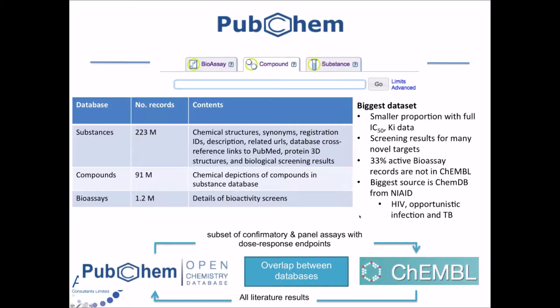So I thought I'd have a look at what the criteria were for passing information between these two big databases. And it turns out that all the literature results from ChEMBL are in PubChem, but only a subset of confirmatory and panel assays which have dose-response endpoints are put into ChEMBL. The biggest source of records in PubChem that aren't in ChEMBL are those from the NIAID, which contains data from screening in HIV, opportunistic infection assays, and TB.